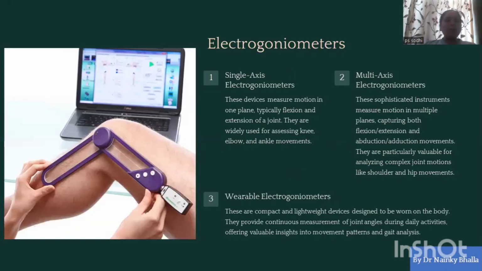Now these goniometers can be single axis, matching the joint, and there are different types of joints available: single axis joints and multi-axis joints. For single axis joints, there are single axis goniometers. For multi-axial joints like the shoulder joint, where we want 3D movement, there are multi-axial goniometers. Now we want these goniometers to be worn when we are going for gait analysis or any movement analysis, so they are variable goniometers. So these are the different types of goniometers which are there.